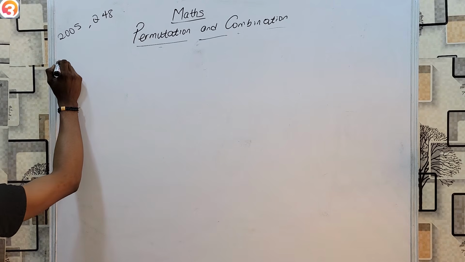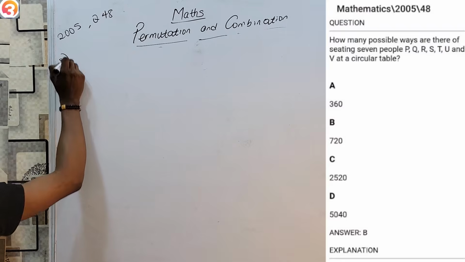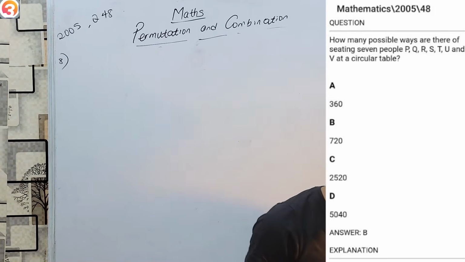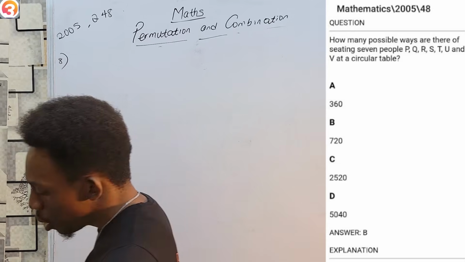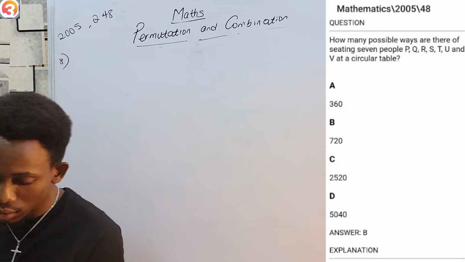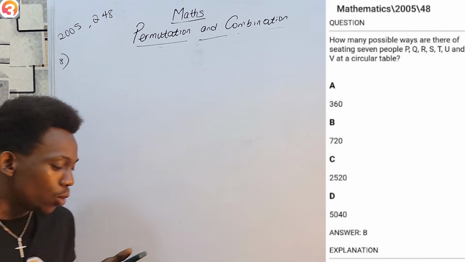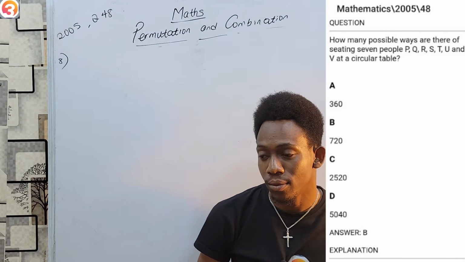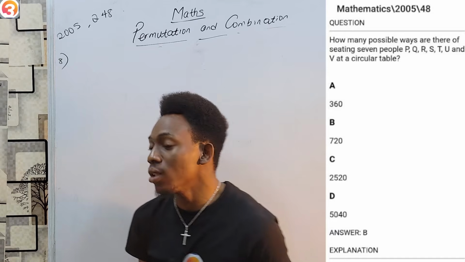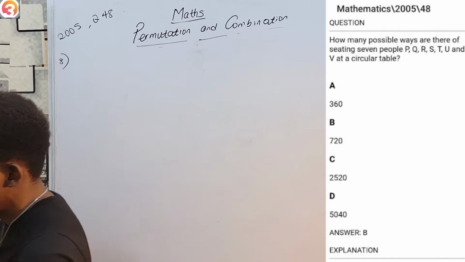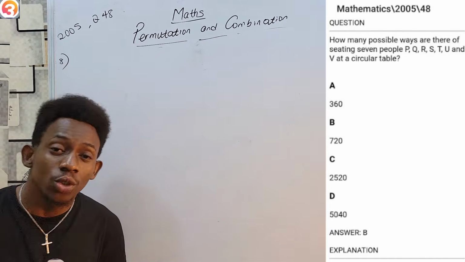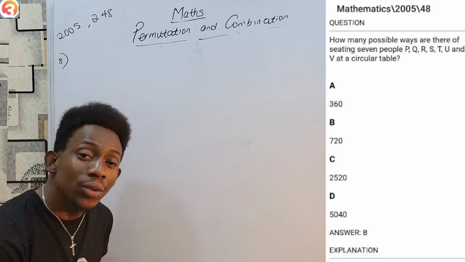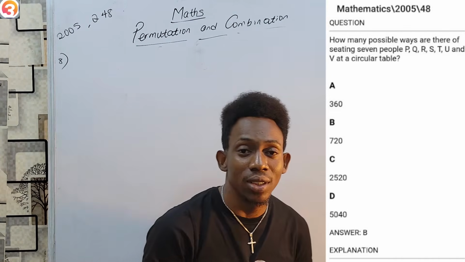Okay, question 48 from 2005. That's our eighth question, I believe. This one says, how many possible ways are there of seating 7 people, listed as P, Q, R, S, T, U, and V, at a circular table? Now, please note, a circular table is a special condition. Why is that? It is because a table has no beginning and no end. How then am I supposed to start my arrangements?